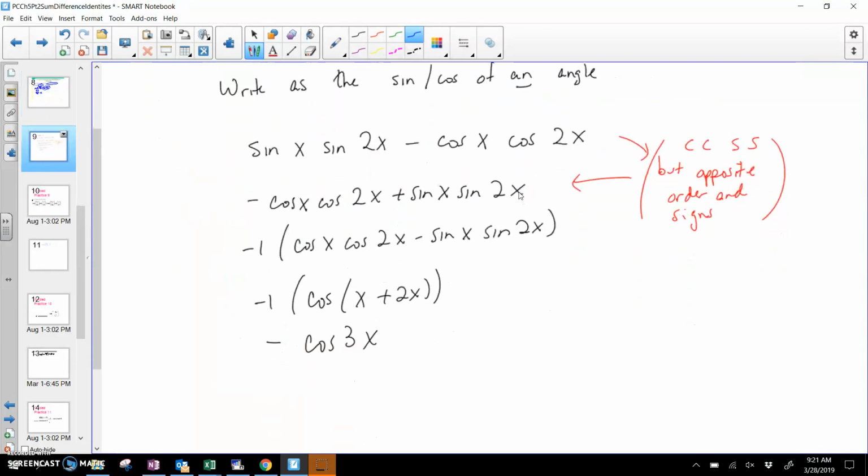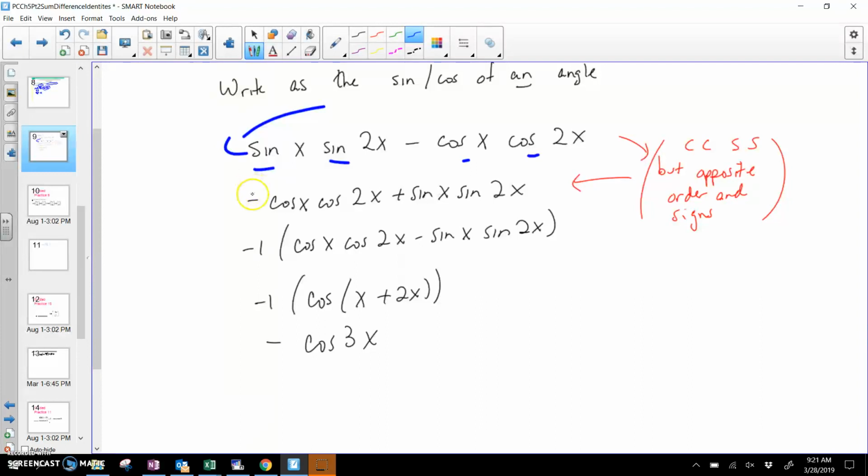And right away I see sine, sine, cosine, cosine. I see the sines and cosines are together. So I recognize that it's going to be the cosine sum or difference. So it's going to be cosine, cosine, sine, sine. Problem is they're backwards. So I somehow need to get this one. By next step, I just moved it, but I have to bring that negative with it. So I have negative cosine x, cosine 2x plus sine x, sine 2x.